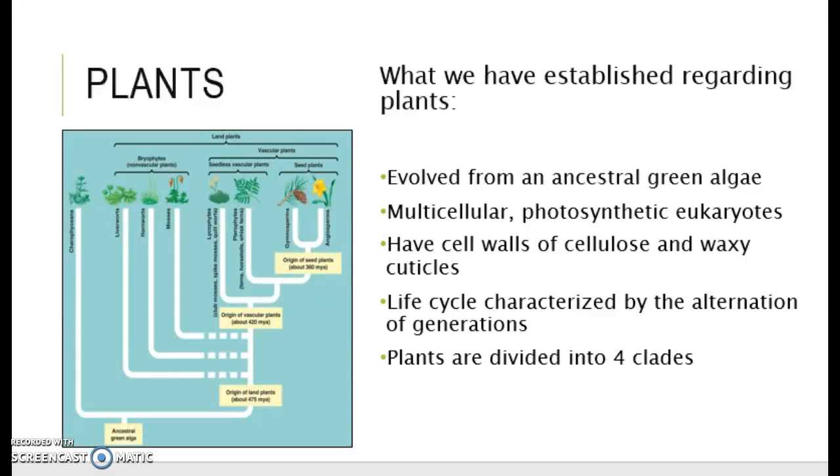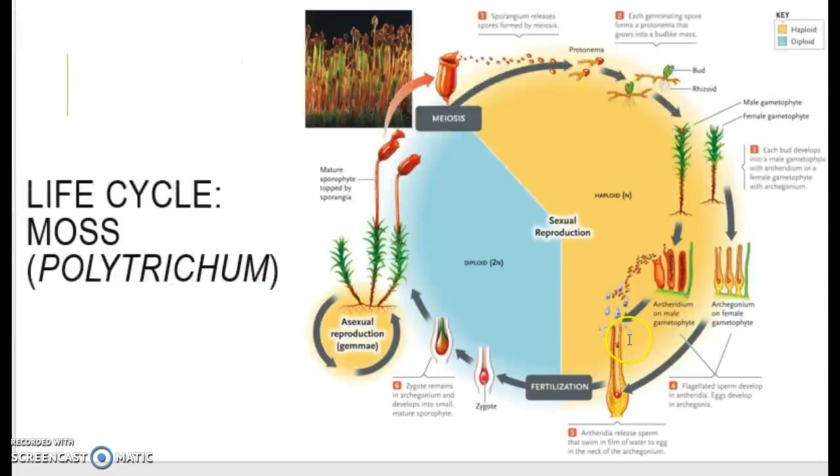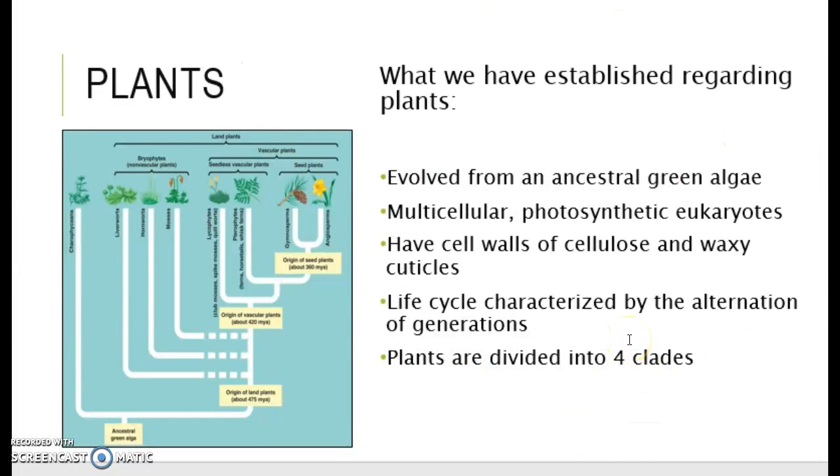Now, what we have established regarding plants, we know they evolved from an ancestral green algae. We've already talked about the multicellular photosynthetic eukaryotes, the cellulose and waxy cuticle, the life cycle characterized by the alternation of generations, and that they're divided into 4 classes. So that's just a quick review of what we talked about.